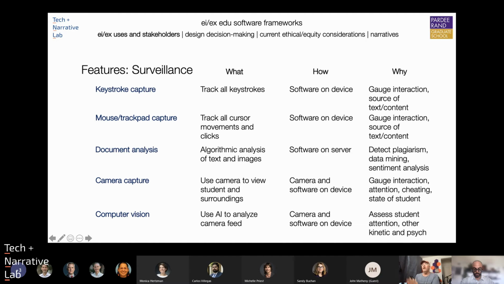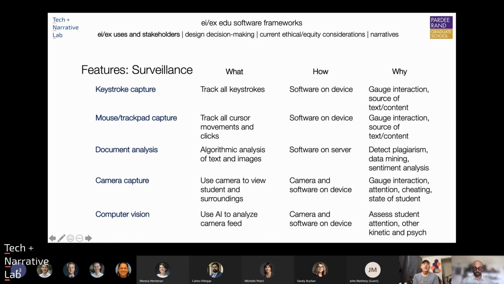So this is a what, how, why analysis, and anyone who took Tech and Society will recognize the what, how, why prompt. This is what, how, why analysis on technical capabilities, technical features within the surveillance realm. And the why on this is why that capability was implemented by the software company. And then by extension, what that capability can be used for.